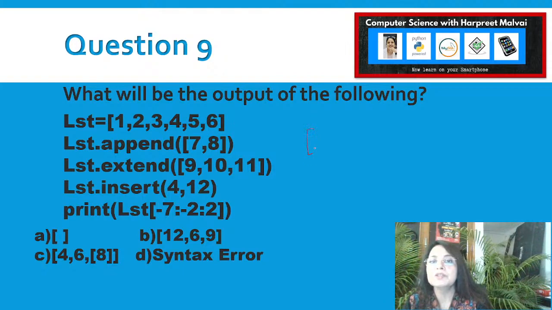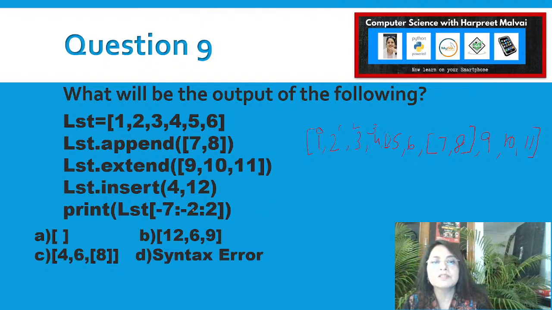So what you need to do in the paper is write down all these numbers and keep adding whatever has to be added. Okay, so we add 7 and 8 here. And then with extend, we just add the numbers from the list, right? And with insert, we are going to add at the fourth place, that is 0, 1, 2, 3, and this is the fourth place. So we are going to insert 12 here.